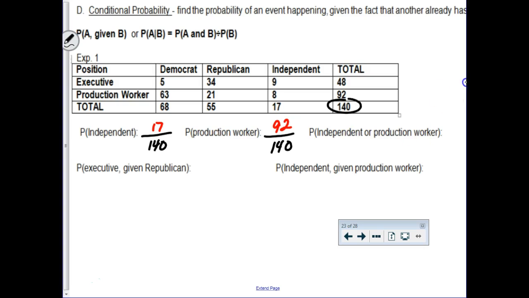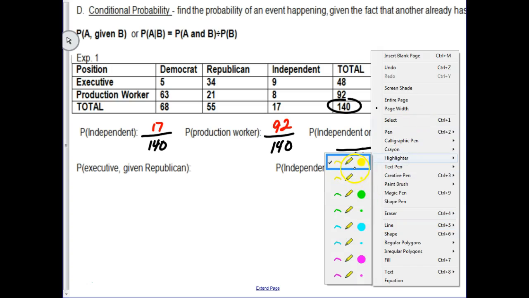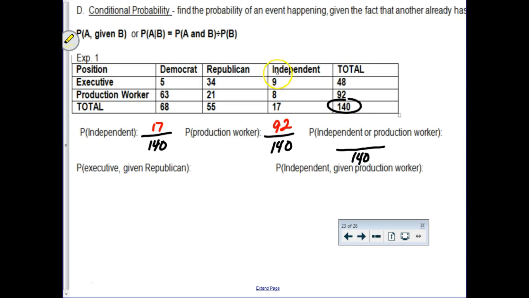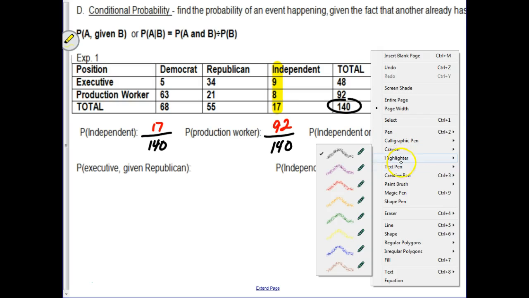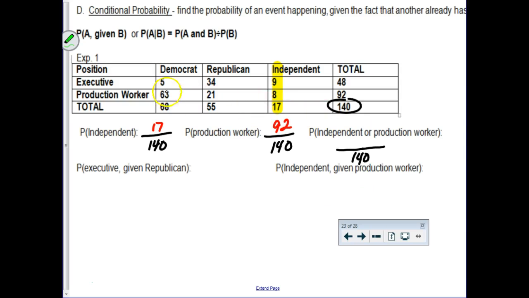Independent or production worker. So the denominator is still going to be a 140. And this is how I like to do the question. I like to figure out the total, and then subtract off any overlap. So you don't have to do any highlighting, just kind of watch, because we're going to do some more highlighting in a second. But my independents are all these dudes, right, with a total of 17. And then my production workers are all these dudes with a total of 92. But do you see where they're overlapping?